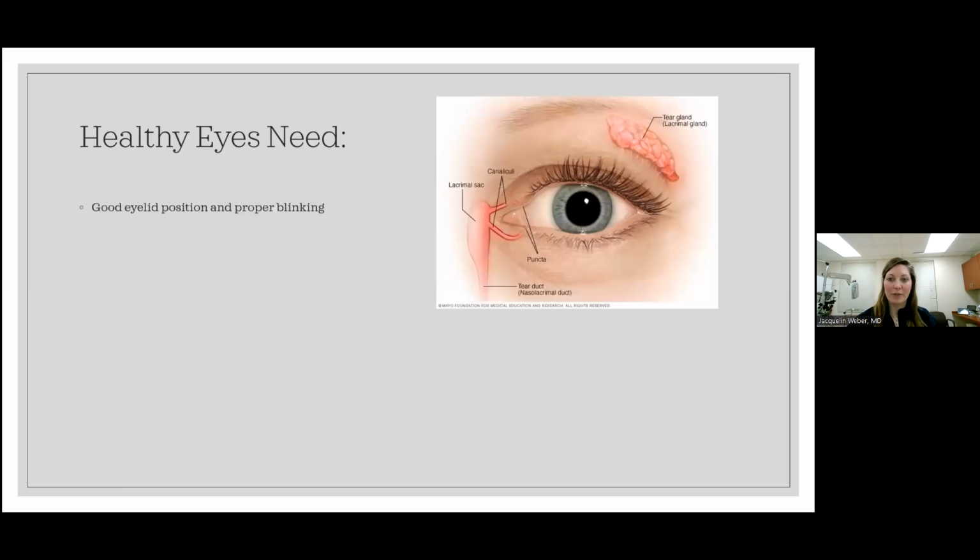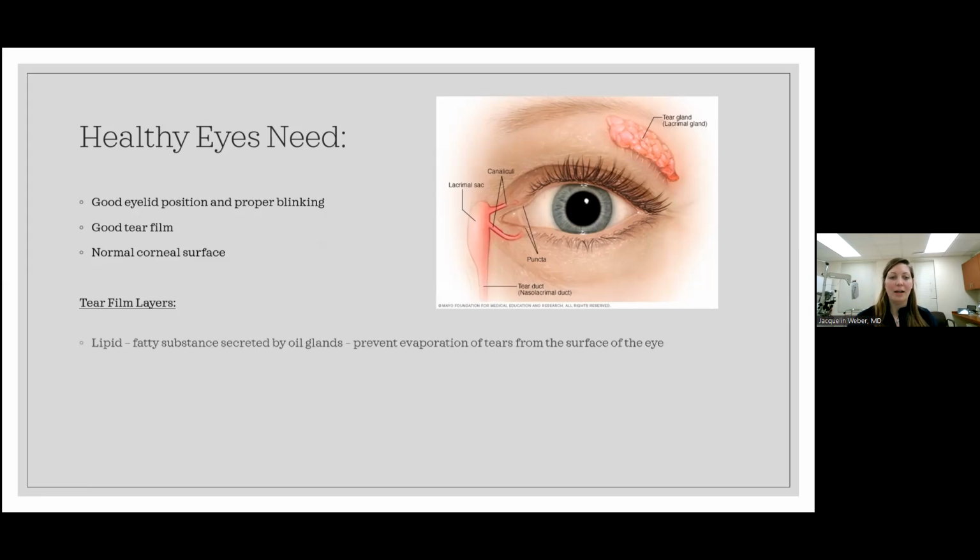This is just another photo. It's the same idea, that lacrimal gland up top under the brow, secreting the tears. Things that we need for the eyes to be healthy and comfortable: normal eyelid position, normal blinking, good tear film, so making tears that will cross across the eye to that inner portion by the nose, and a normal corneal surface. That's the front layer of the eye. So if there's problems in any of those parts of the eye, you could be at risk for symptoms of dry eye.